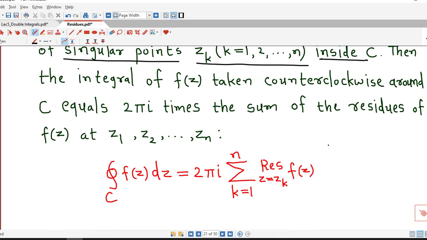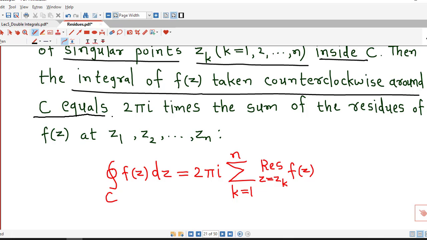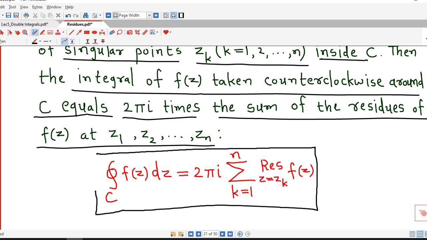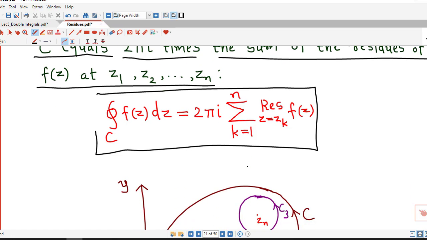Then the integral of f of z taken counterclockwise around this contour C equals 2 pi i times the sum of the residues of f of z at z1, z2, zn. We can represent that mathematically in this way also: the integral is given by 2 pi i times the sum of the residue of f of z at z equal to zk, where k runs from 1 to n. So we understand this with the help of an example.